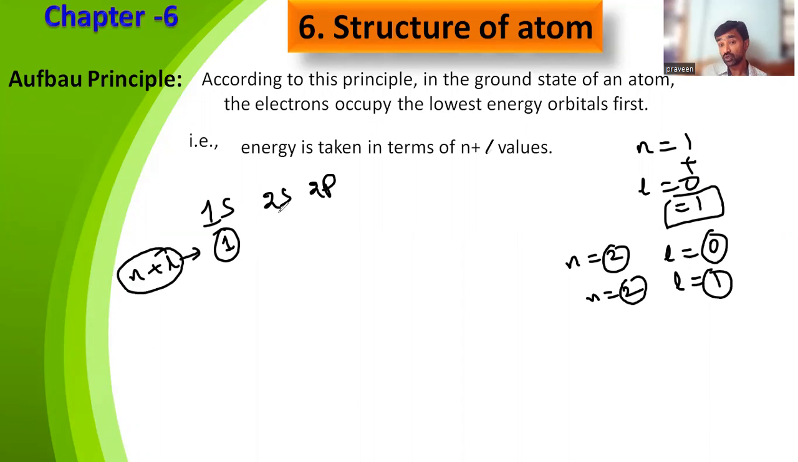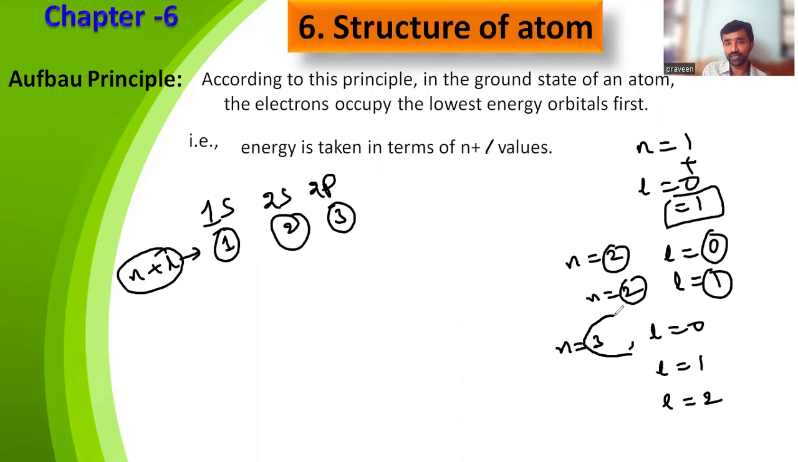Right? For 2s, 2 plus 0, I'm getting 2. Then 2p, 2 plus 1, I'm getting 3. Then N equal to 3 is possible here. So L equal to 0 possible, L equal to 1 possible, L equal to 2 possible. So with this combination, what can I write? 3 and 0 means yes, 3s. Okay. For 3s, the N plus L value is 3.